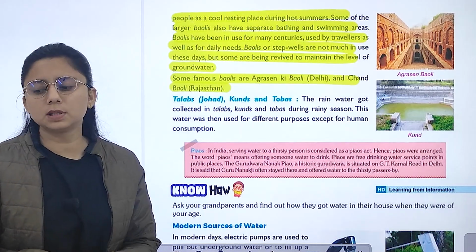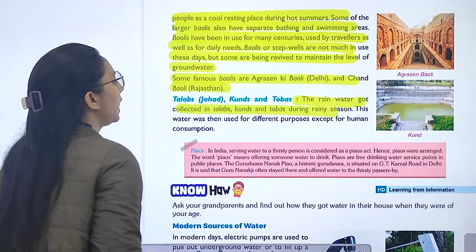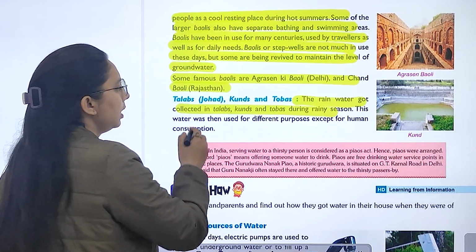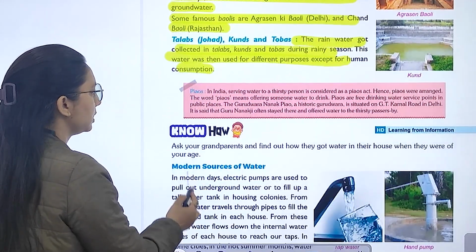Then we have talab, जिसे हम जोहड़ भी कहते हैं, kund and toba. Rainwater gets collected in talabs, kunds and tobas during the rainy season. This water was then used for different purposes except for human consumption.